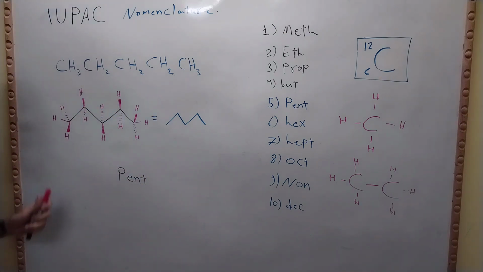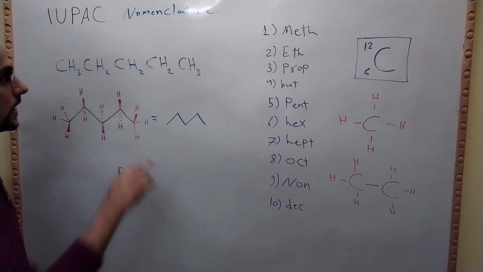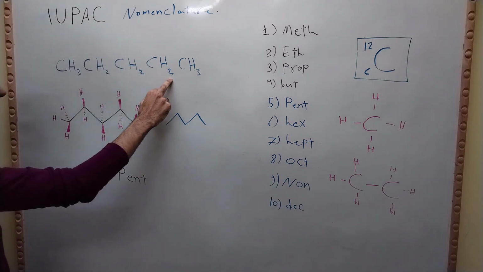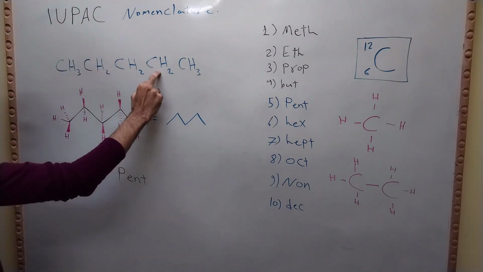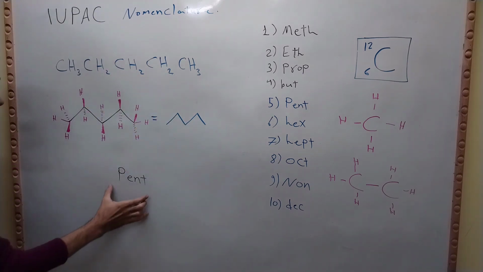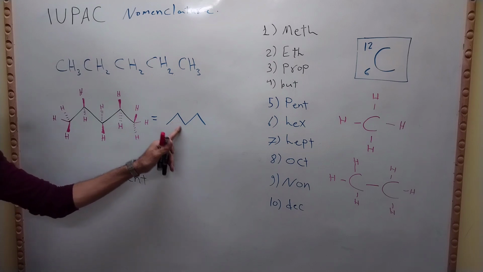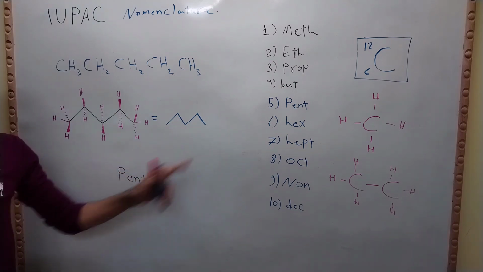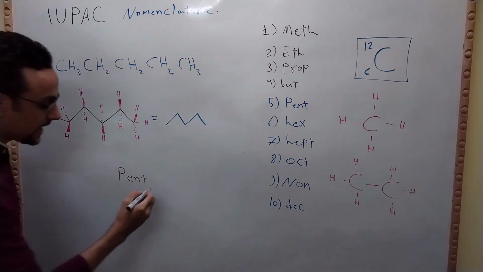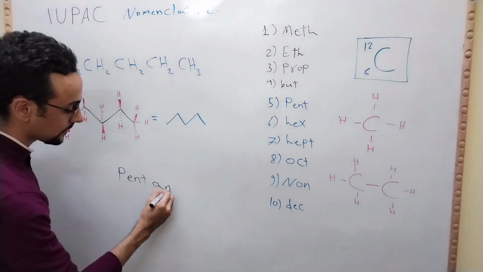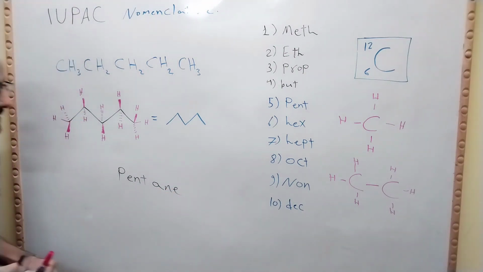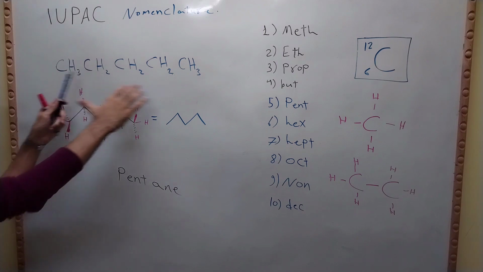So, let's get back to the nomenclature. We have the nomenclature of this molecule, 1, 2, 3, 4, 5. So it's pent. Okay. So we have single bonds. Single bonds end with the suffix ane. Pentane. So this molecule is named pentane.